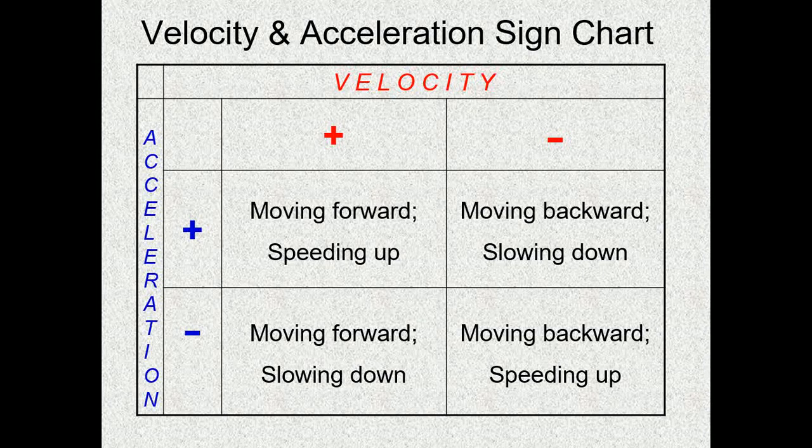Now one more thing here: the velocity and acceleration sign chart. See here, when velocity is positive and acceleration is positive, moving forward, speeding up. When acceleration is negative and velocity is positive, moving forward, slowing down. When velocity is negative and acceleration is positive, moving backward, slowing down. And when both are negative, moving backward, speeding up. We are changing the direction. So this phenomenon will give us that.